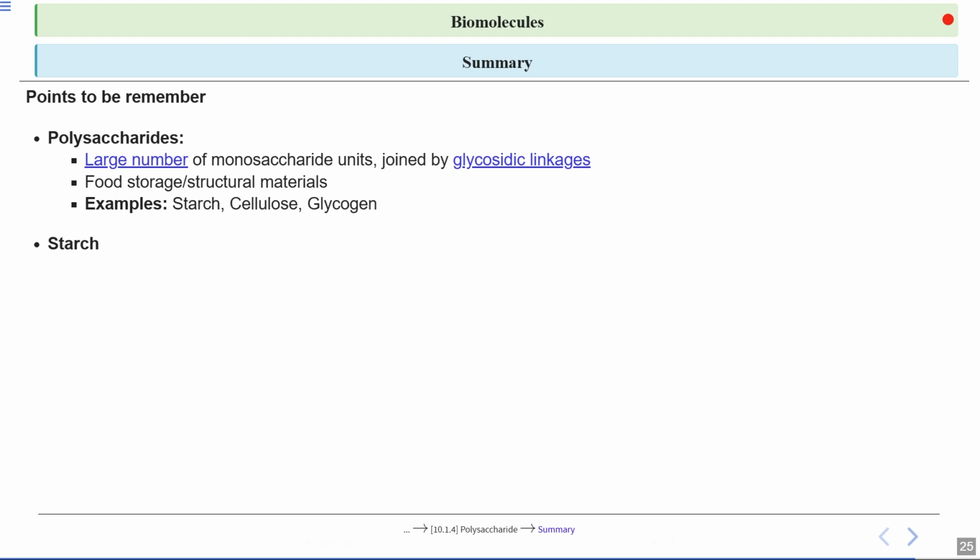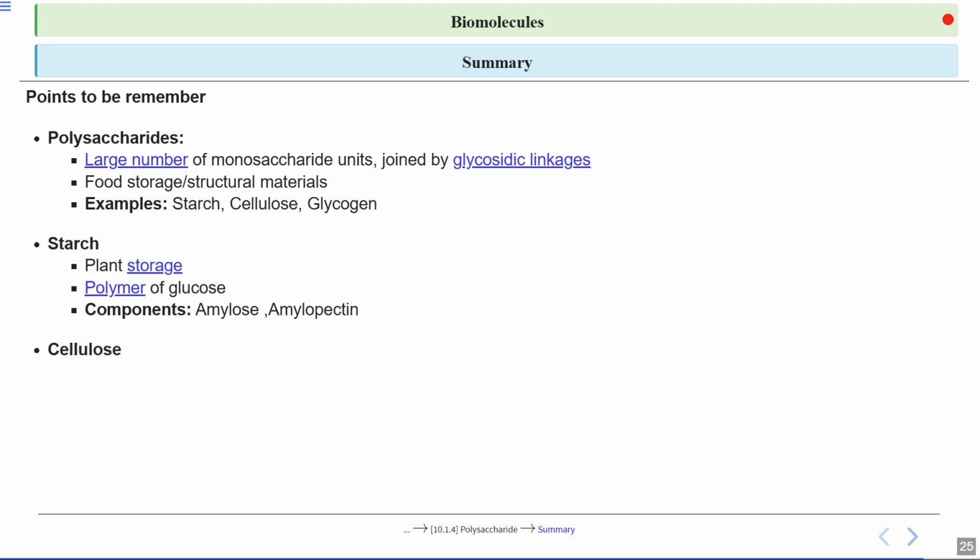And then we talked about starch. We saw that starch serves as the main storage form of energy in plants. When plants make extra glucose during photosynthesis, they store it as starch for later use. Chemically, starch is a polymer of glucose. This means it's made by linking many glucose molecules together in a chain. Starch has two main components, amylose and amylopectin. Amylose is mostly a straight chain while amylopectin is branched.